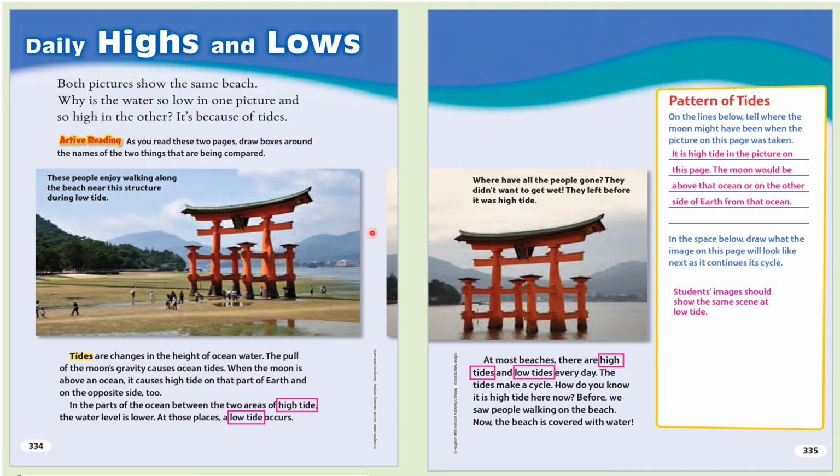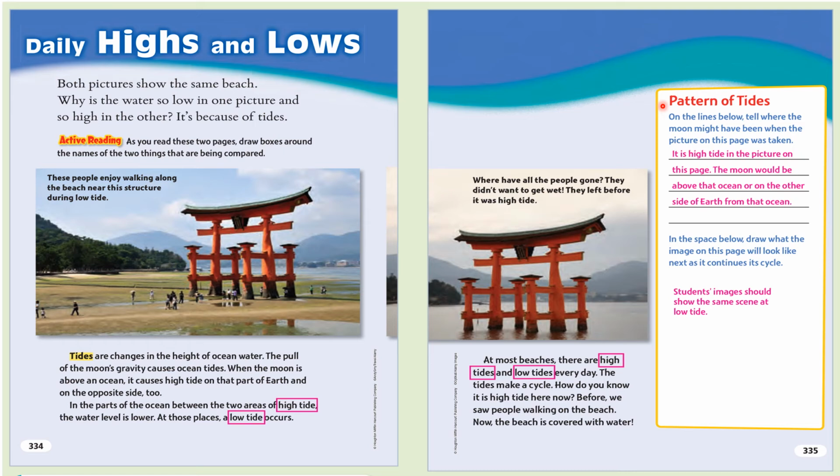Where have all the people gone? They didn't want to get wet. They left before it was high tide. At most beaches, there are high tides and low tides every day. The tides make a cycle. How do you know it is high tide here now? Before, we saw people walking on the beach. Now, the beach is covered with water.